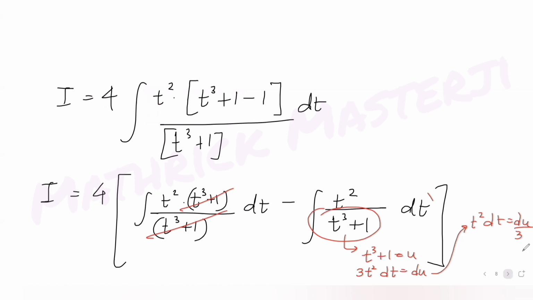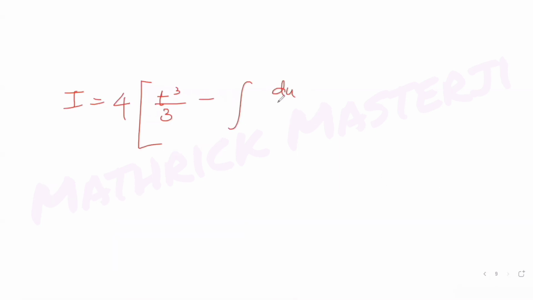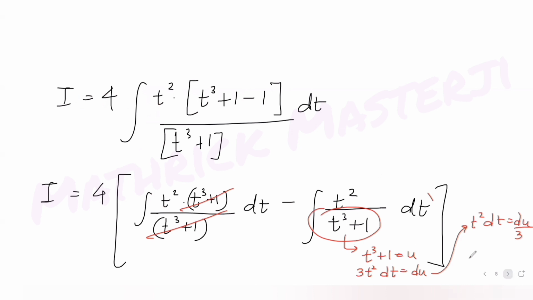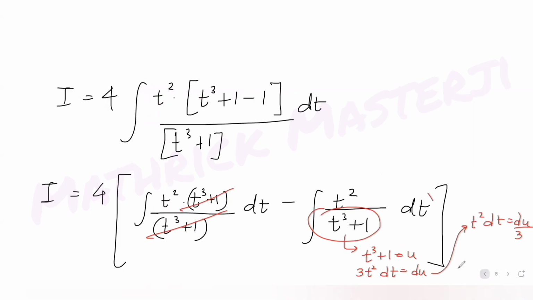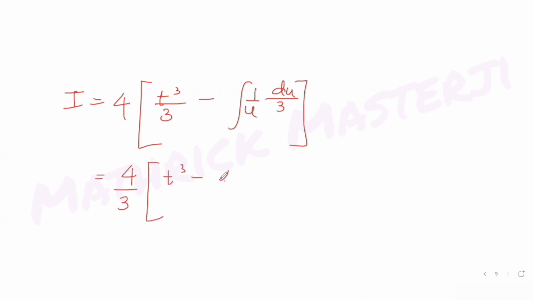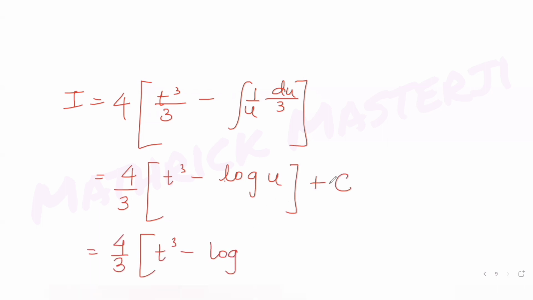in terms of the integral, if I write it down now, you have the integral of t square dt. I know it is du by 3, and this is u, so you get 1 by u. So from there I get 4 by 3 t cube minus the integral of 1 by 3 here. If I try to solve that, the integral of 1 by u is nothing but log of u plus c. So you get this entire thing, 4 by 3 t cube minus log of u, where we have put u as t cube plus 1, so log of mod of t cube plus 1. So you get this entire thing here after solving.